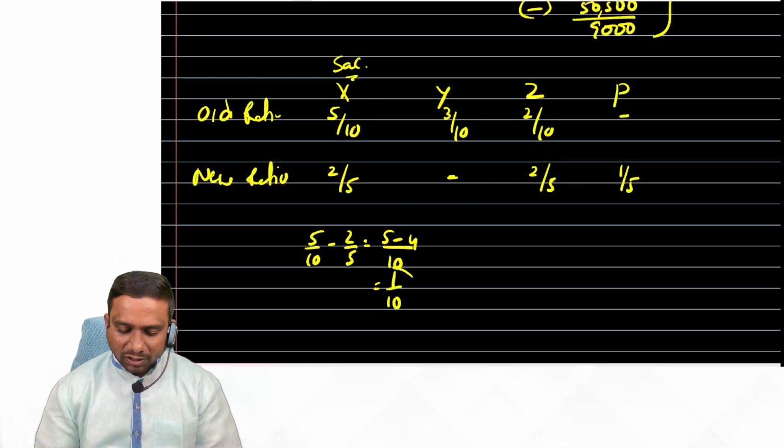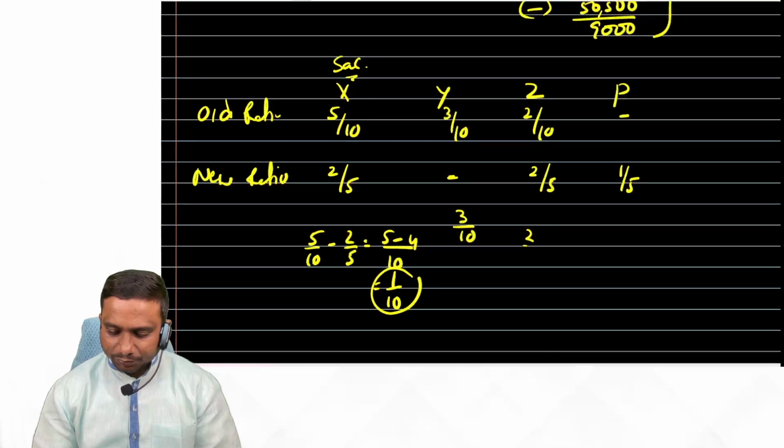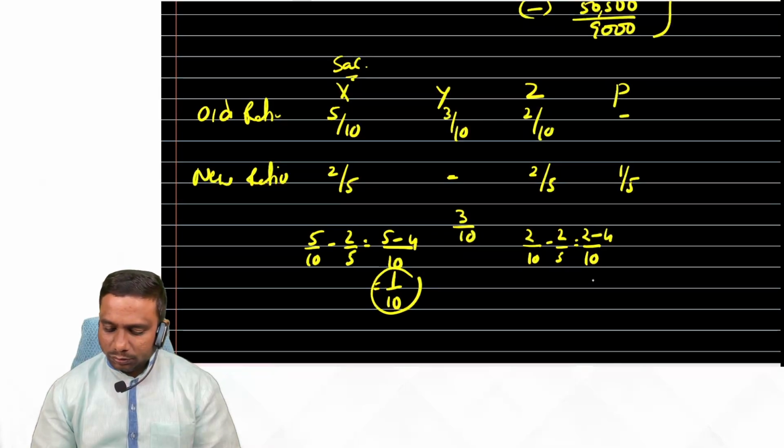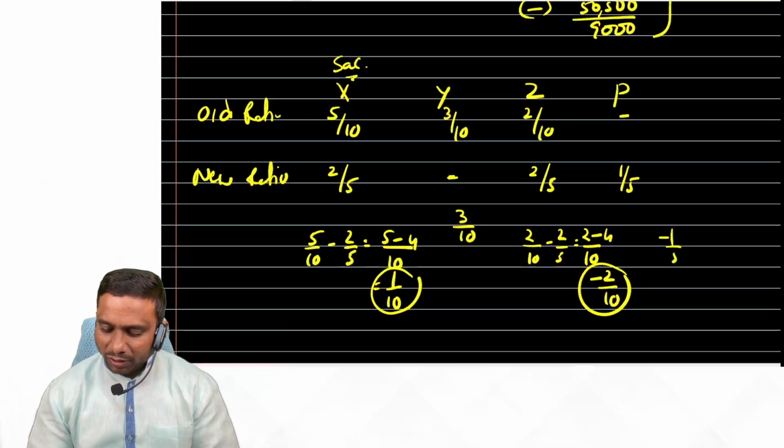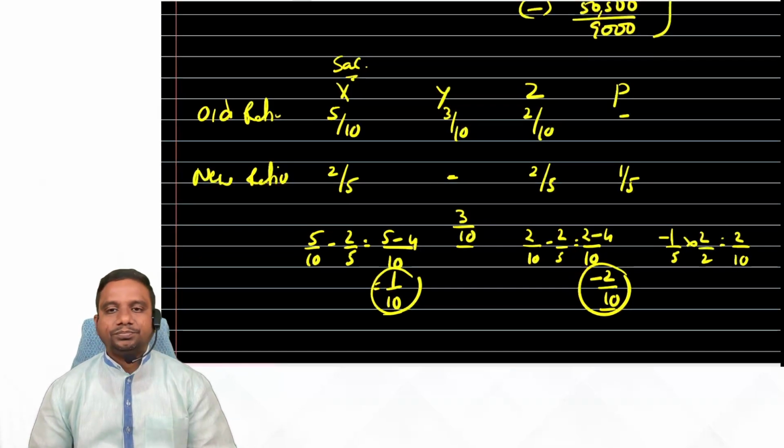So 1 by 10 is X's sacrifice, 3 by 10 is Y's sacrifice, and for Z, 2 by 10 minus 4 by 10 gives minus 2 by 10, so he got this much gain. And P gets 1 by 5. With equal denominators, multiply by 2 by 2, so we get 2 by 10.